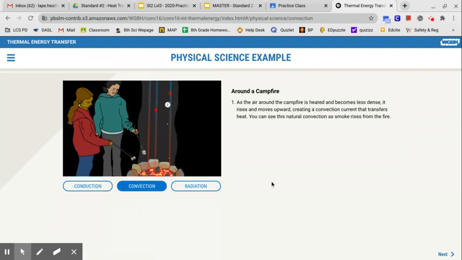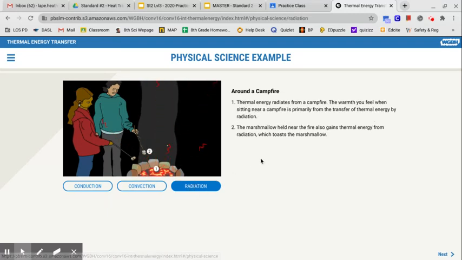Convection, you would have the air around the campfire being heated, and the hot air rises, and then the cool air falls, and you would have those convection currents, even though you can't visibly see them around the fire, but they are there. And then radiation would be the thermal energy. If you're standing away from the fire, obviously you don't want to touch it, but you can feel some of the radiation, the heat radiating off of the fire to you and keeping you warm.